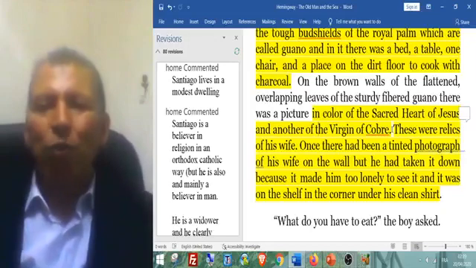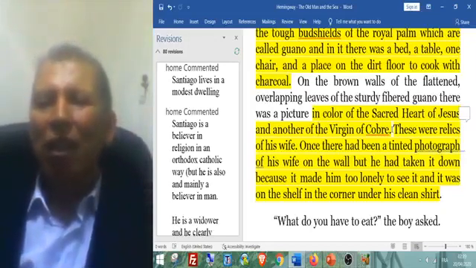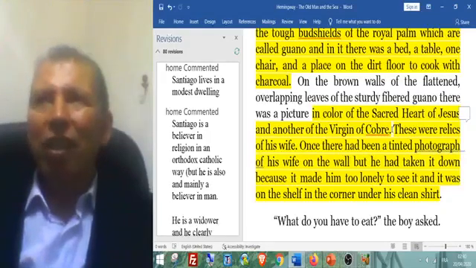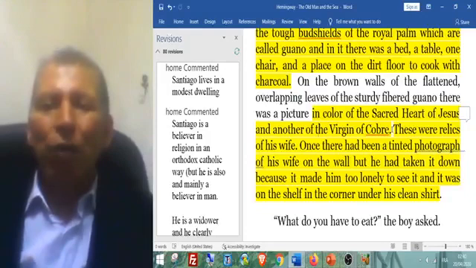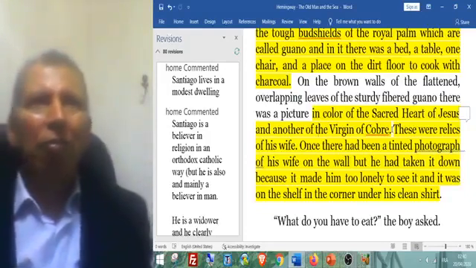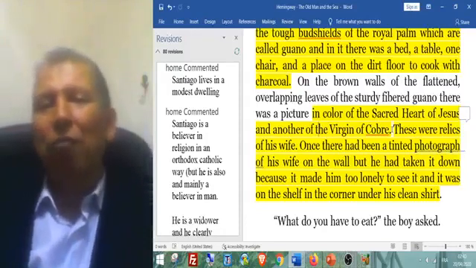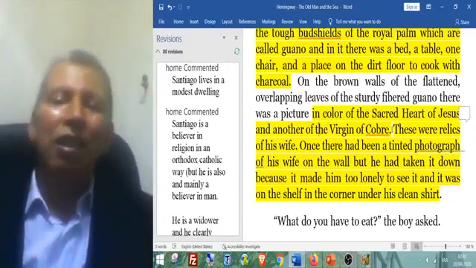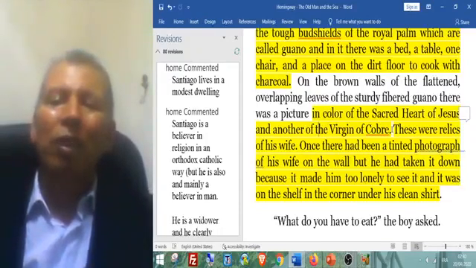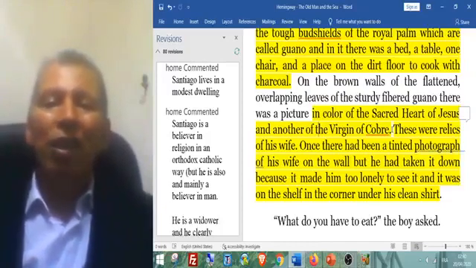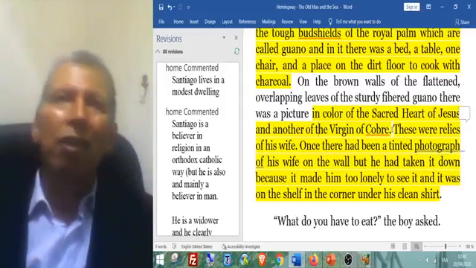These are relics of his wife, who was more religious than himself, maybe, but of course he keeps these relics because he's faithful to his wife. He is faithful to her memory. He loved his wife. So these are again other features of the main character, hero of Ernest Hemingway. Faithfulness, loyalty, etc. Once there had been a tinted photograph of his wife on the wall, but he had taken it down because it made him too lonely to see it, too lonely and too sad.